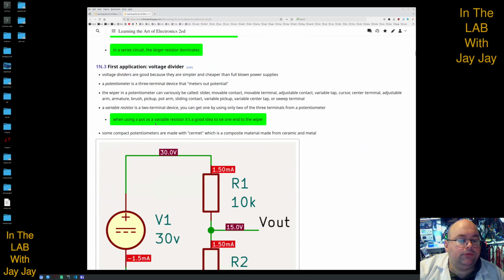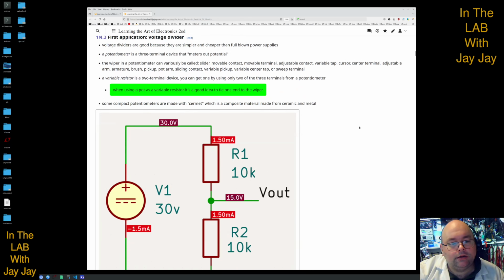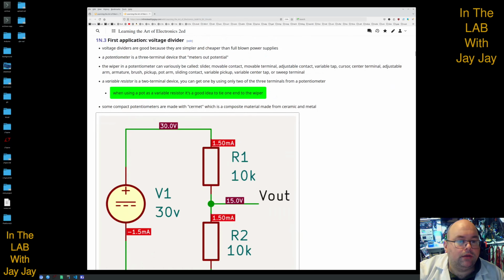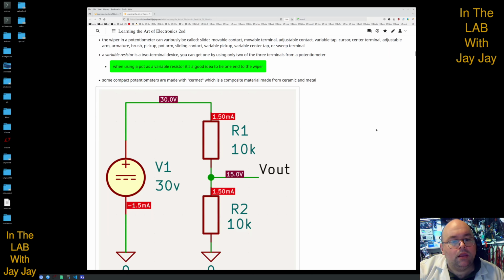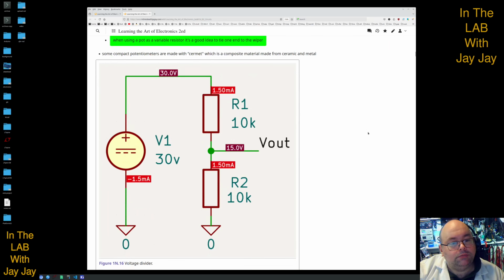There's a note here that when you're using a potentiometer as a variable resistor, you should tie one end to the wiper. A potentiometer is a 3-terminal device, and if you only need a 2-terminal device, apparently there's good reasons for tying one end to the wiper. I forget what those were now. But if you want to know, you can look up the chapter 1N3 and have a read for yourself. And then you can jump on YouTube and tell us in the comments section. Some compact potentiometers are made with Cermet, which is a composite material made from ceramic and metal.